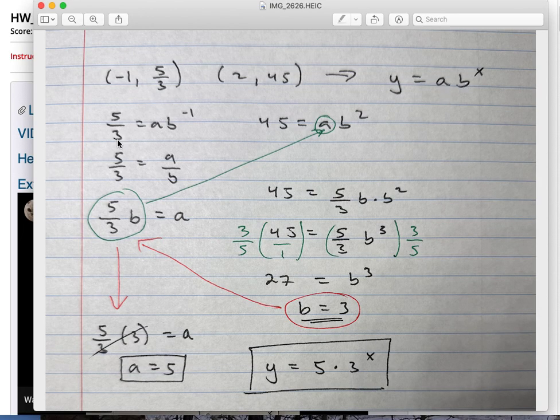and the base. So for this one, I plug in the 5/3 for the y side and the -1 for the exponent. Same thing over here. 45 is the output, so I got that on the y side, and the 2 is the exponent, it's the x. And then I looked at these 2 equations and just tried to figure out what's the path of least resistance for getting this solved.